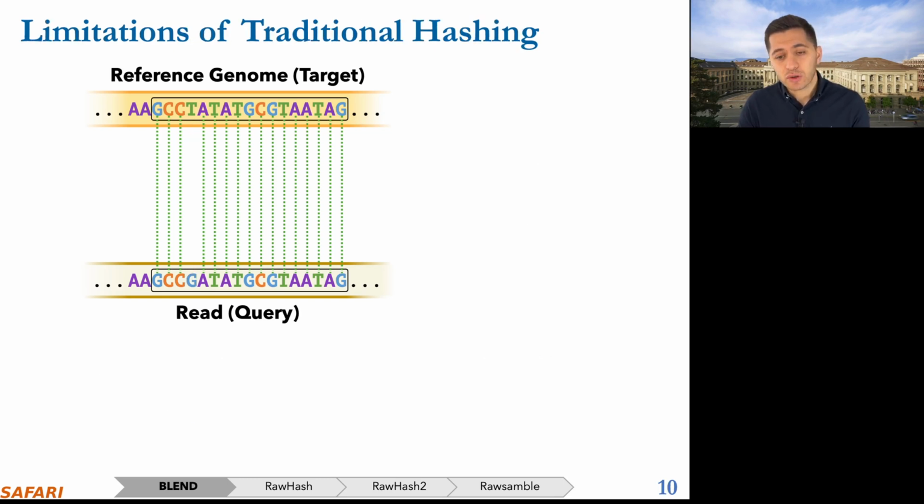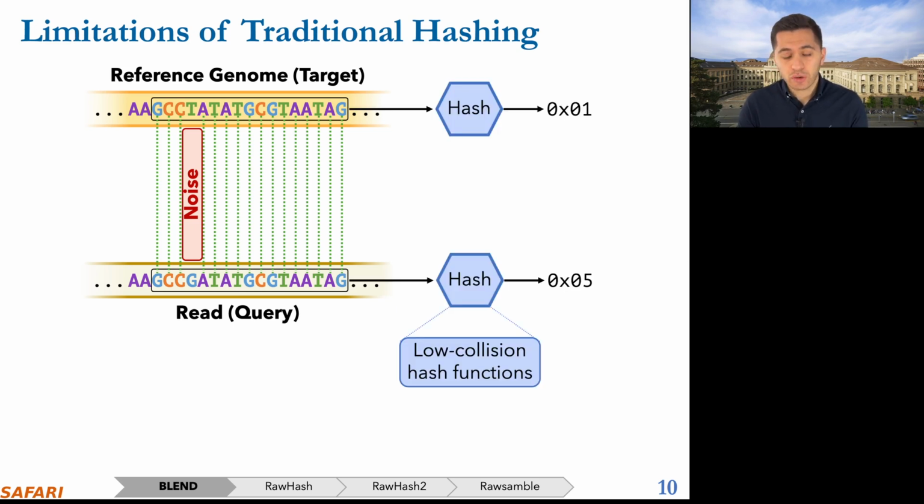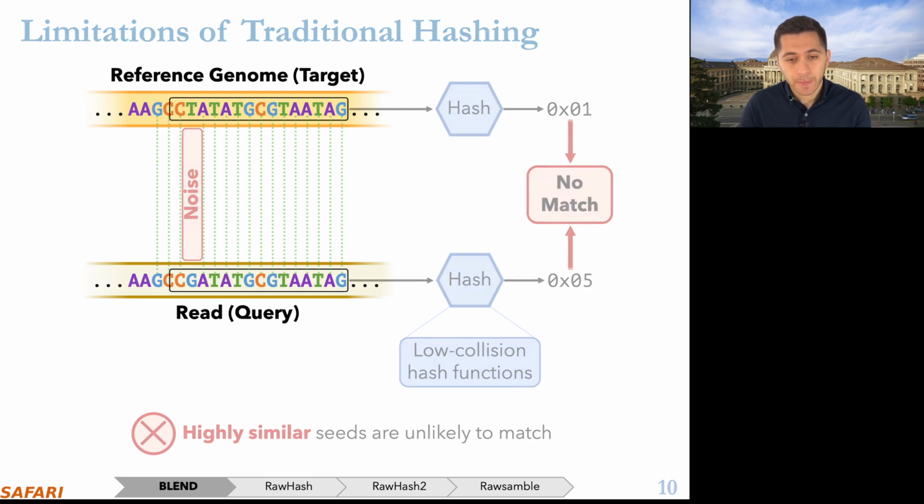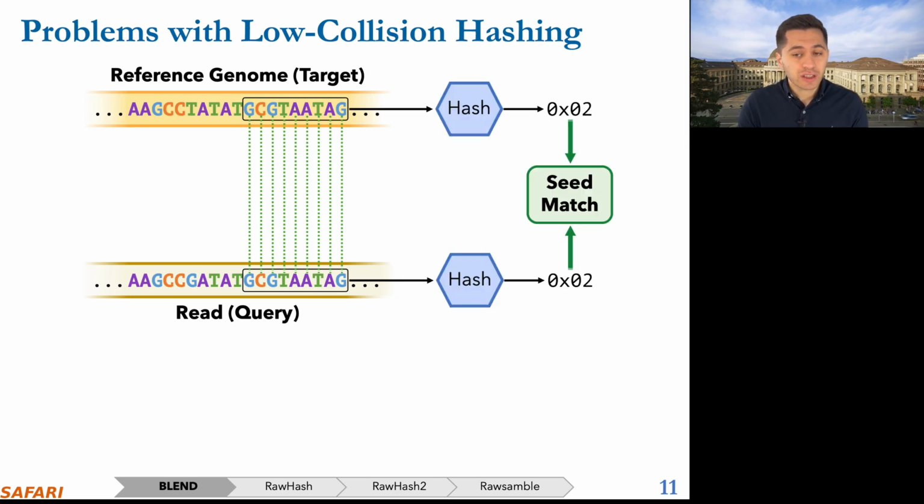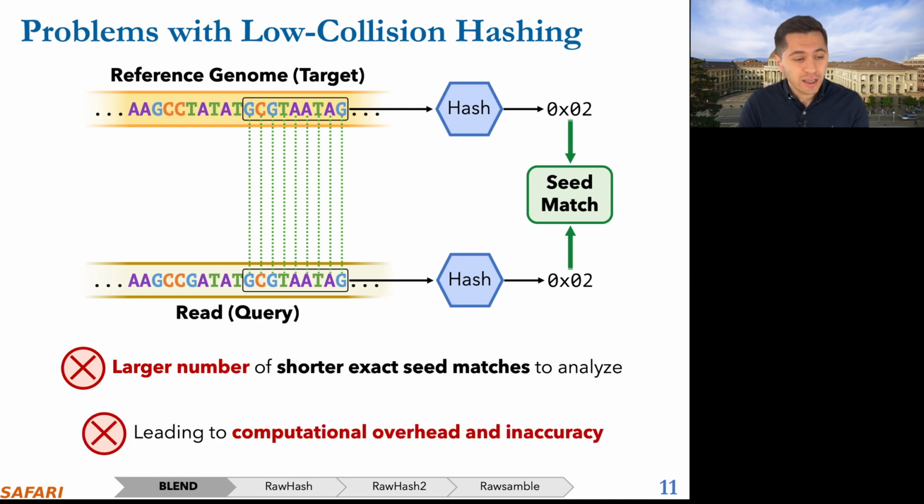However, large segments or seeds are unlikely to exactly match due to potential mutations and sequencing errors, which we call noise. This leads to generating completely different hash values due to the nature of low collision hash functions used in seeding, which prevents us from identifying highly similar sequence segments with quick matching. The common solution to identify such highly similar regions is to reduce the seed length used for matching, which can help avoid non-matching regions. However, using shorter seeds is problematic as it results in a larger number of shorter exact matches to analyze, leading to computational overhead and inaccuracy.